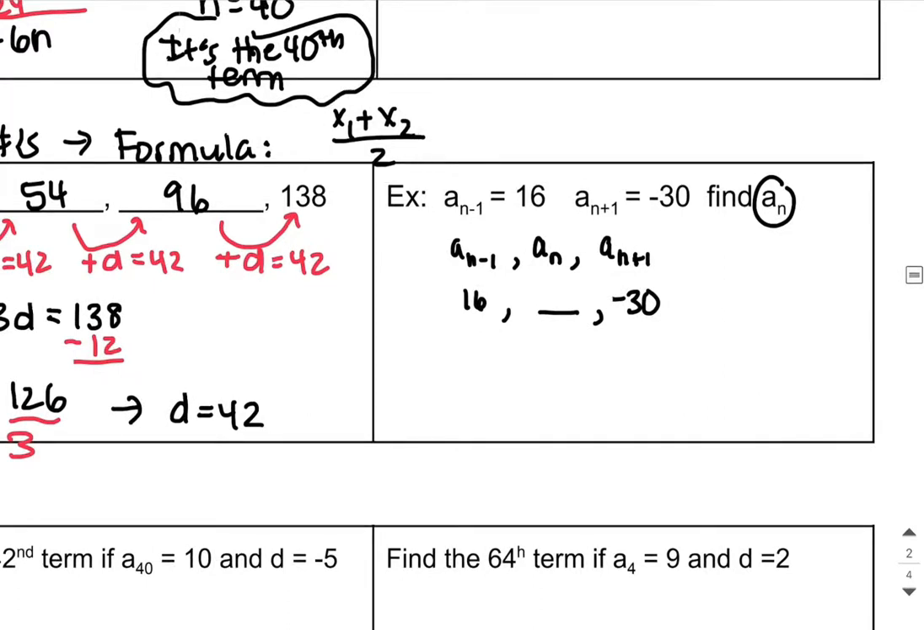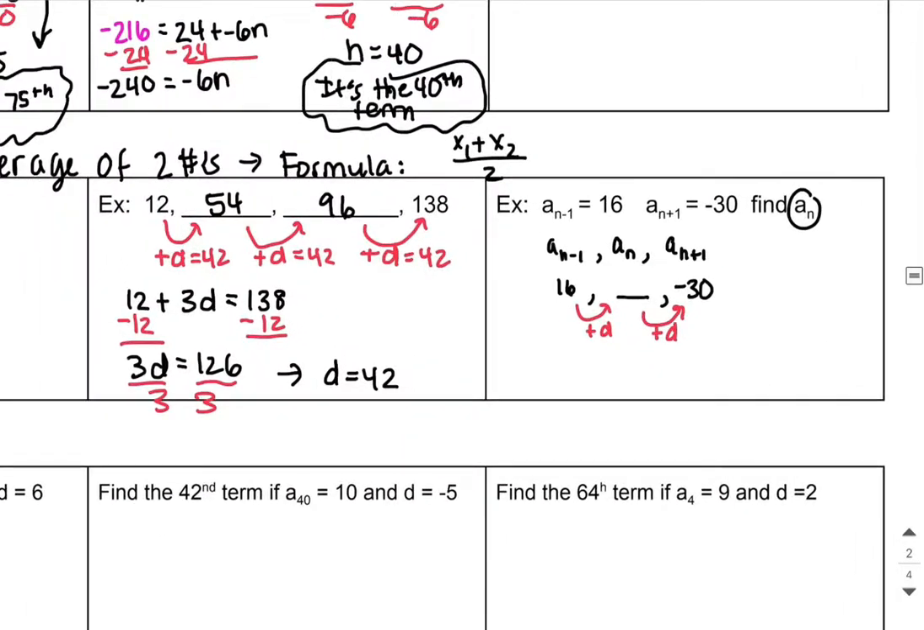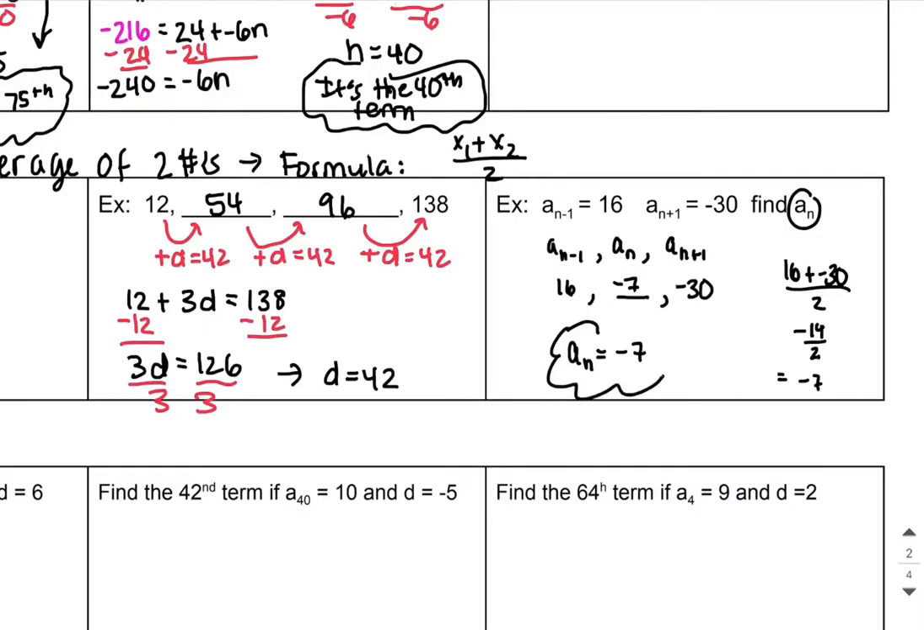I could do this one of two ways. I could use the formula that I have here, or I can say, well, I have to add d 2 times to get to negative 30, and then I could write this equation to solve. I think the easier way of doing this is to use the arithmetic mean, so I'm going to do that. I have 16 plus negative 30 divided by 2. That's negative 14 divided by 2, which is negative 7. So I know this number is negative 7 here, and I could say a sub n is negative 7.